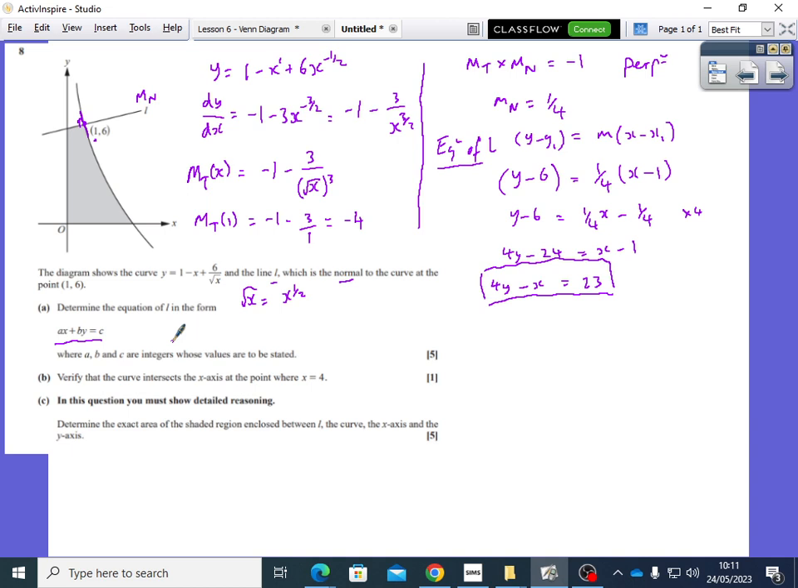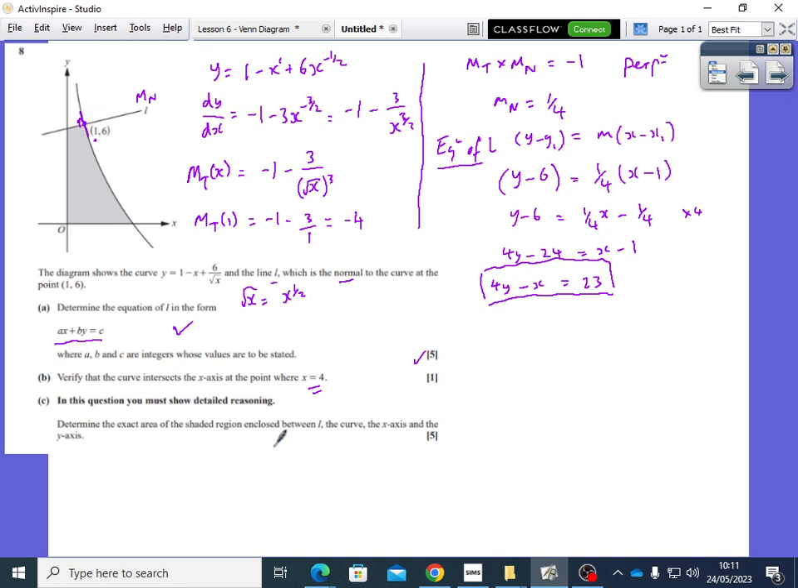That's that one done. The a, b, c are integers here. Okay, we've done that one. Next one, verify. As I say, verify that the curve intersects the x-axis at that point, x equals 4. Now when we verify it, we just need to plug it in and make sure that it satisfies that equation.